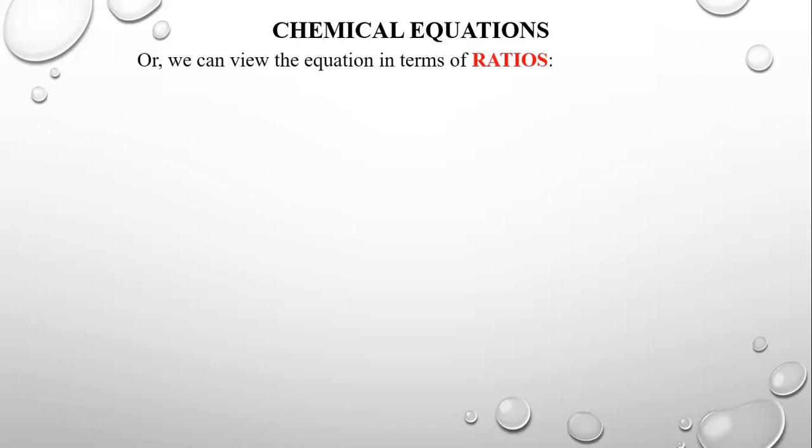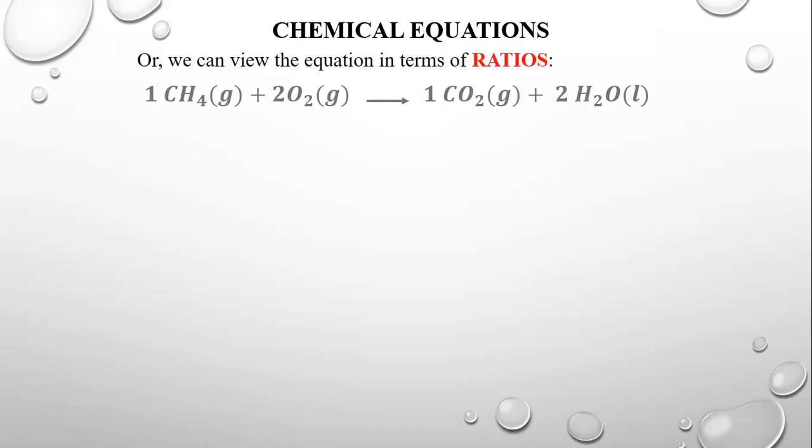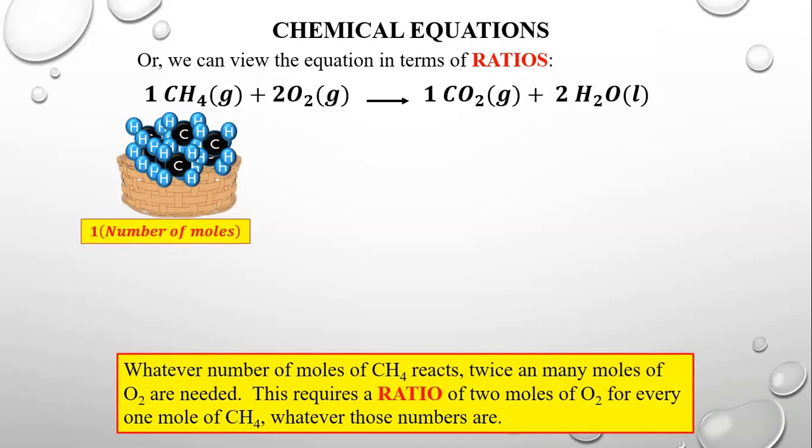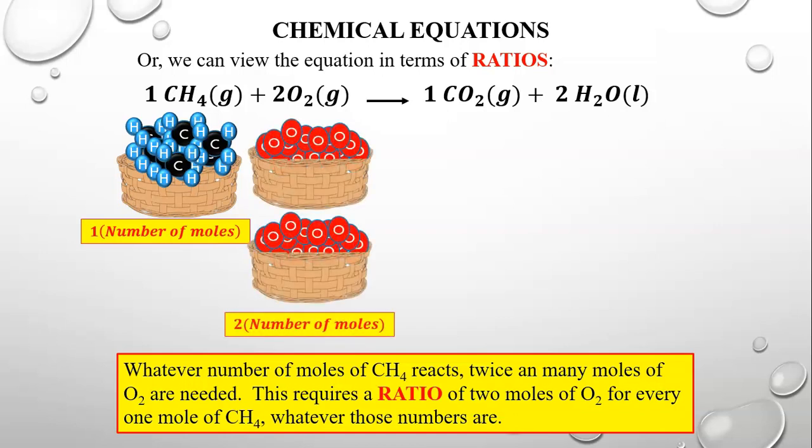We can view the equation in terms of ratios. So there's the equation. Whatever number of moles of CH4 reacts, twice as many moles of O2 are needed. So in other words, let's say we don't have exactly 1 mole of CH4 and 2 moles of O2. Let's say we have 10 moles of CH4. Then that means we're going to need twice as many. That's what I mean by ratios. You need 2 times as many moles of O2. So if you have 10 moles of CH4, you're going to need 20 moles of O2.